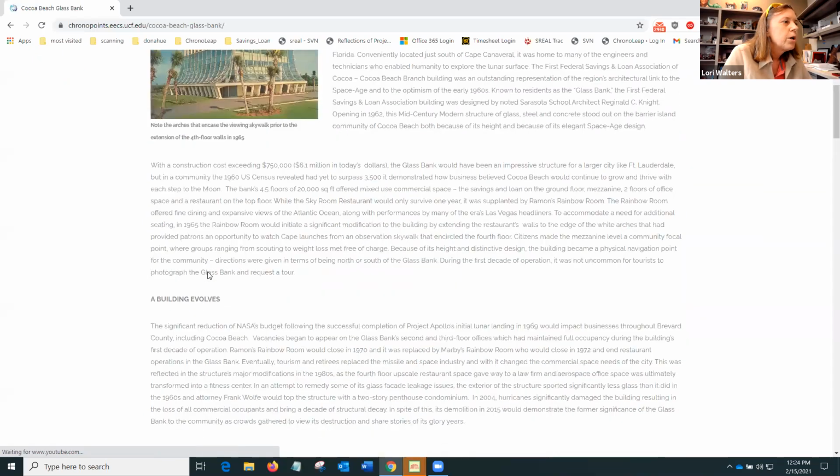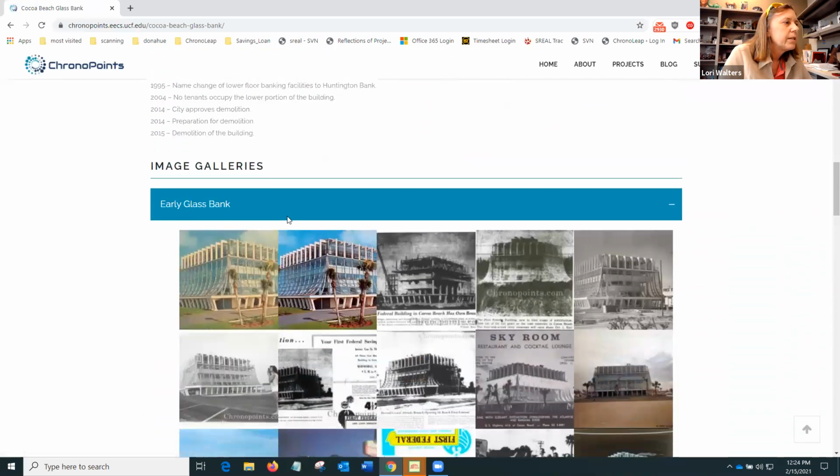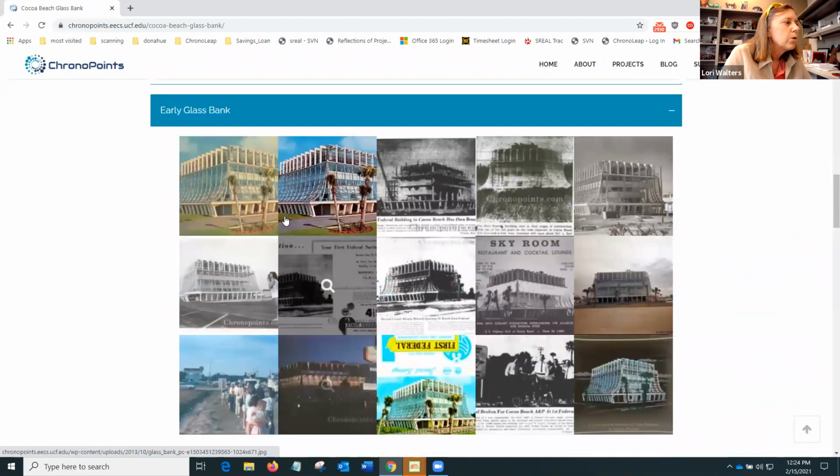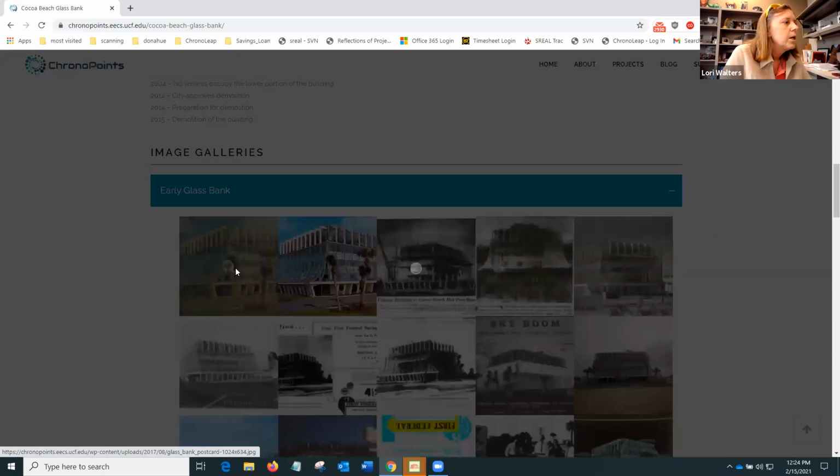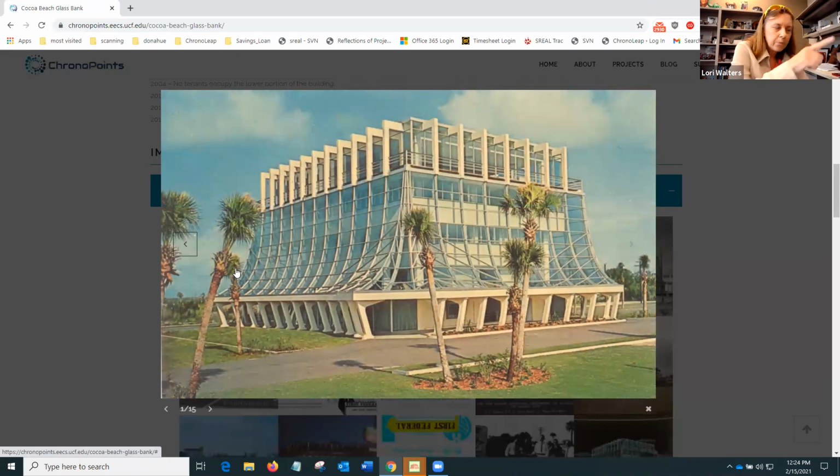Here I have a little history of it and a timeline. We have some photographs, based on what they represent. This is what the glass bank looked like in 1962 when it was first constructed. And the architect was Reginald Knight.